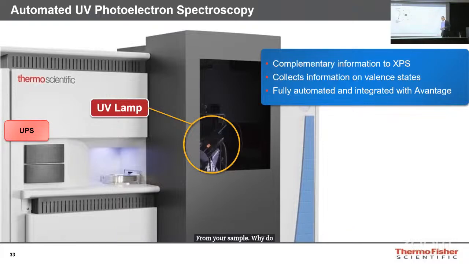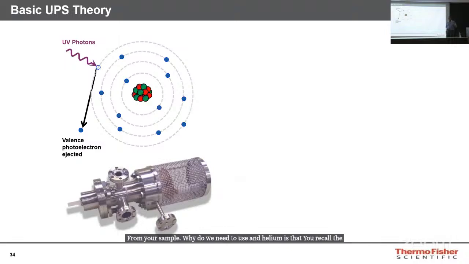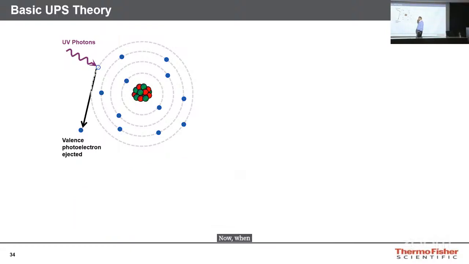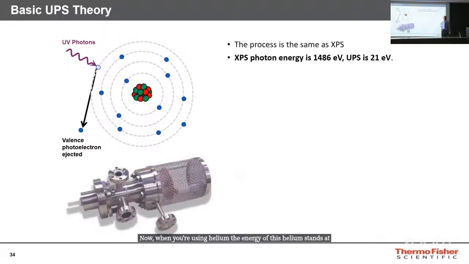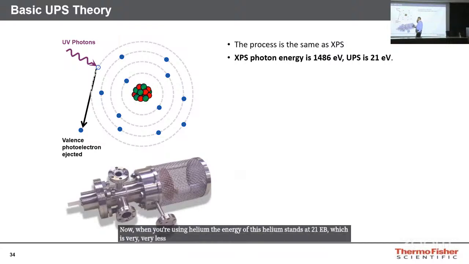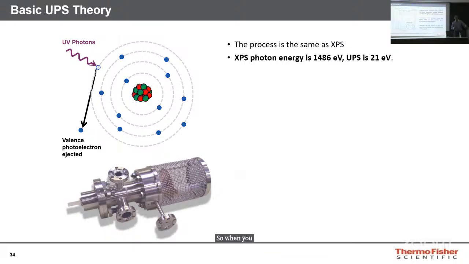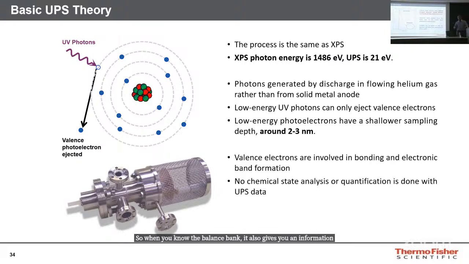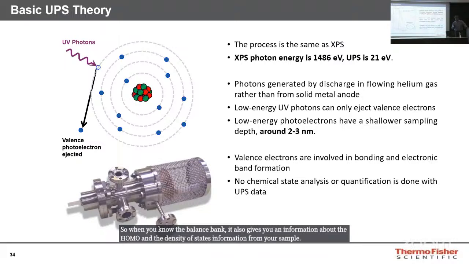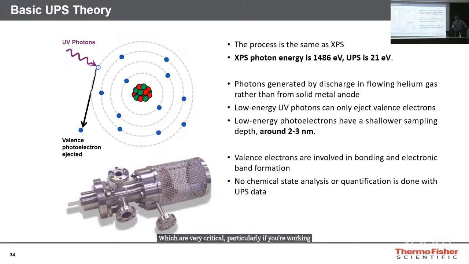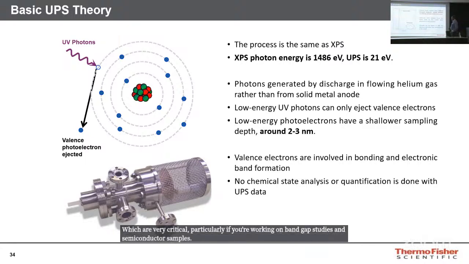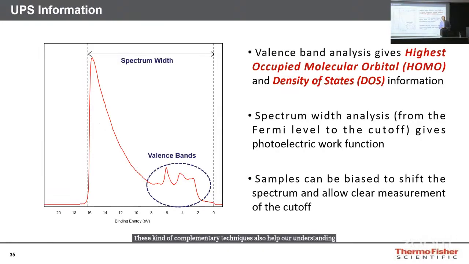Why do we need to use helium? You recall the X-ray energy is 1486 eV, quite good enough to knock out the electrons from the core shell. Now, when you use helium, the energy stands at 21 eV, which is very, very less. This is sufficient only to knock out the valence electrons from the outermost shell. And these valence electrons give you very useful information about the valence band of your sample. When you know the valence band, it also gives you information about the HOMO and the density of states from your sample, which are very critical, particularly if you're working on band gap studies and semiconductor samples. These kinds of complementary techniques also help our understanding of the sample to the next level.